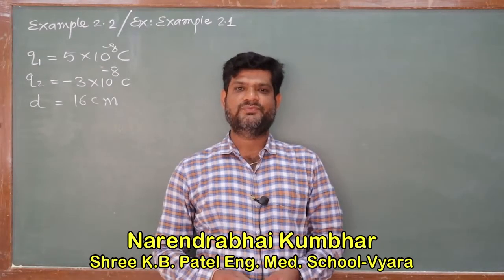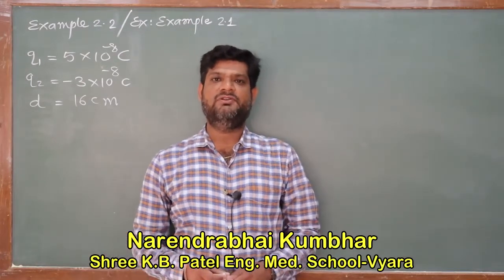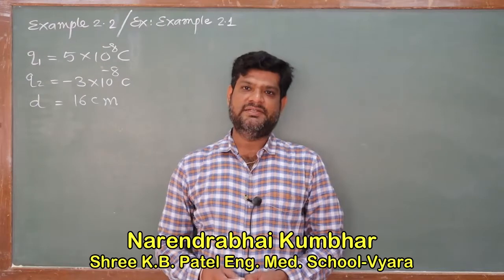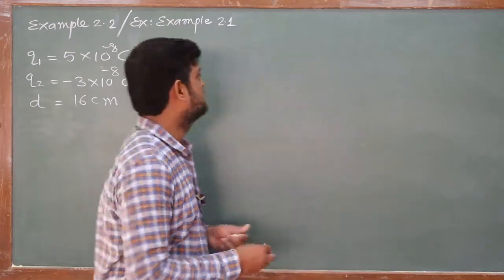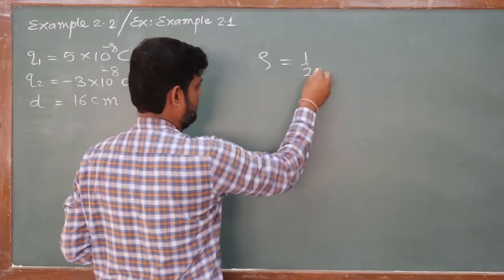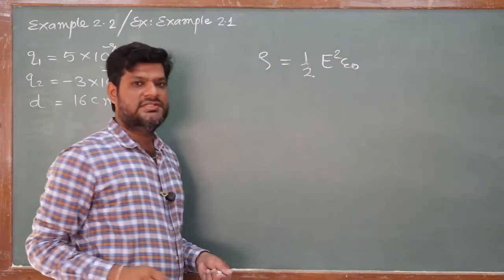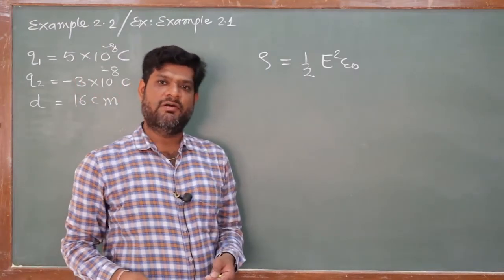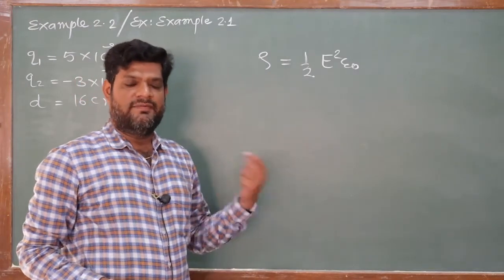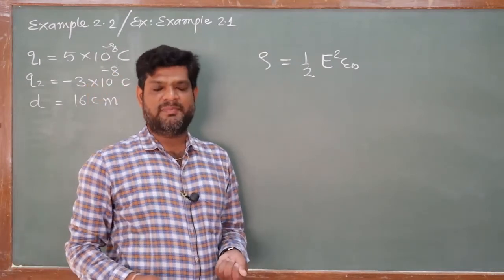Dear students, in the last video we obtained the equation of energy density of capacitor, and that was the formula rho equal to half of E square epsilon 0. This is the formula for energy density of capacitor. After that we studied the series and parallel combination of capacitor.